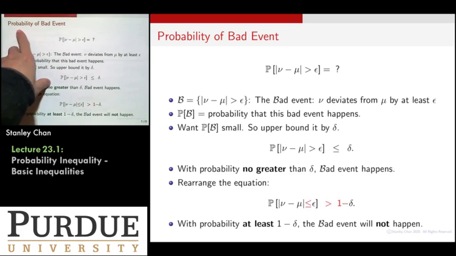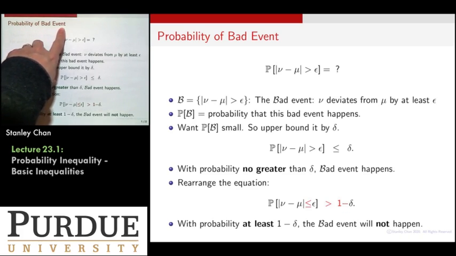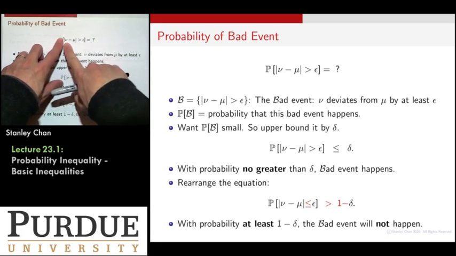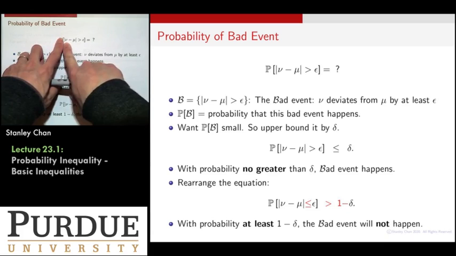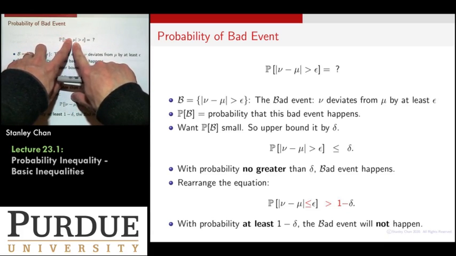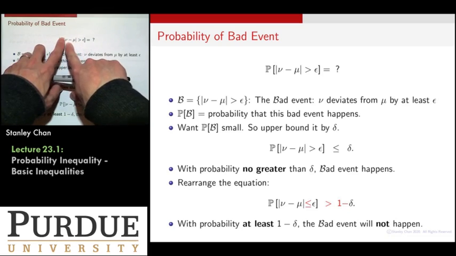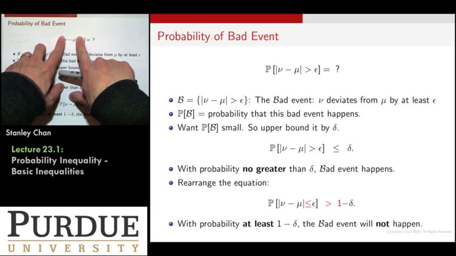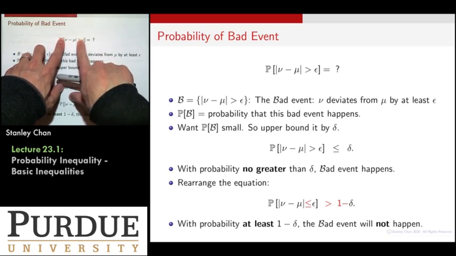Well, whenever you talk about probability, it has to be the probability of a certain event. And here I'm defining a bad event. Now, what do I mean by bad event? Let's look at this equation. You have nu, that is your random variable, and then you have mu, that is your population mean. You want to calculate the deviation from nu to mu, and you put the absolute value here, and then you measure whether this is bigger than a certain epsilon.